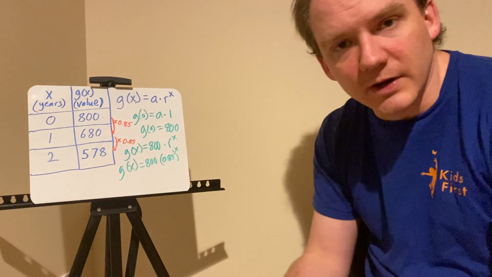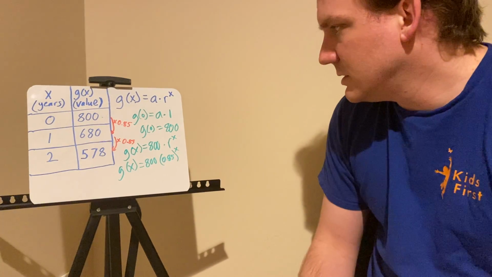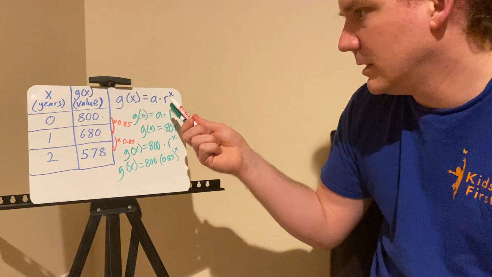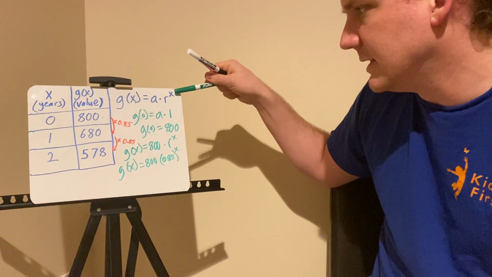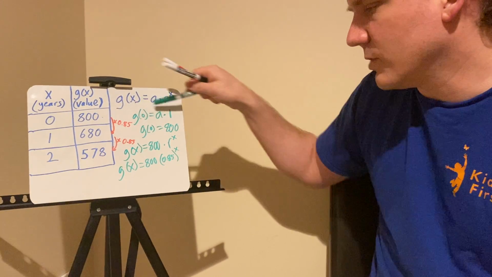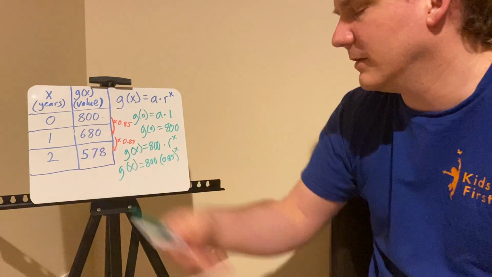But I've used this to write the equation. I come up with my common ratio, and I use the 0 value to figure out what a would be. If the chart didn't give me this, I would have to have it given to me some other way.